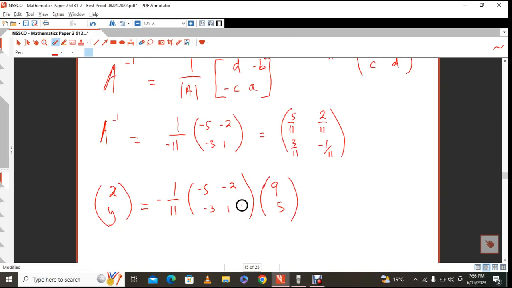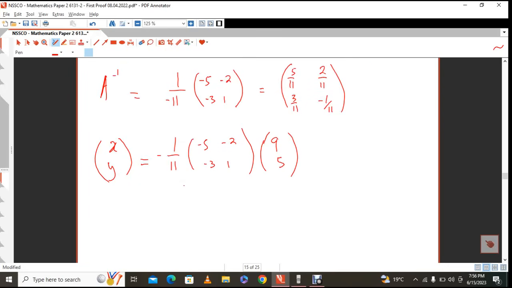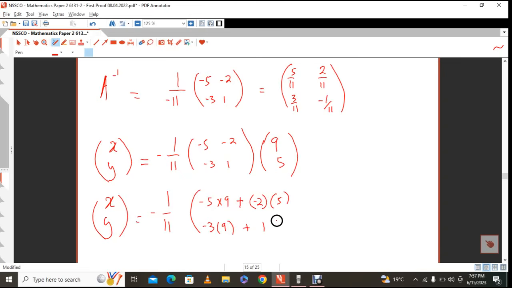All right. So what I'm going to do is multiply first these two sets here before I multiply with that negative 1 over 11. So I hope you still remember how you multiply. We're going to go row, column. Okay, so X, Y equals, let's leave negative 1 over 11 for now. So negative 5 we're going to multiply. I'm going to write them down here. Negative 5 times 9, plus negative 2 times 5. And then I'm going to come down to the next one. Negative 3 times 9 plus 1 times 5. All right.